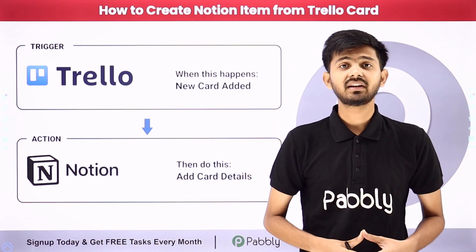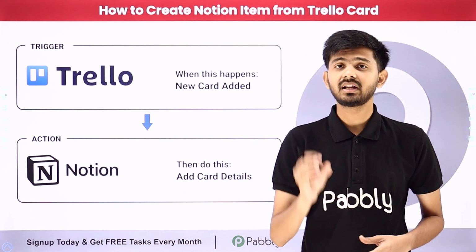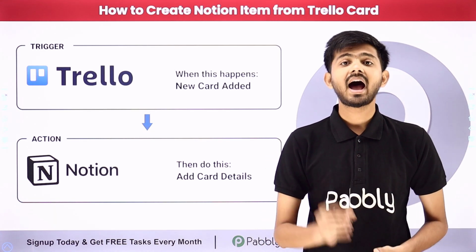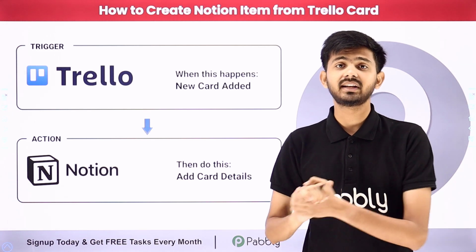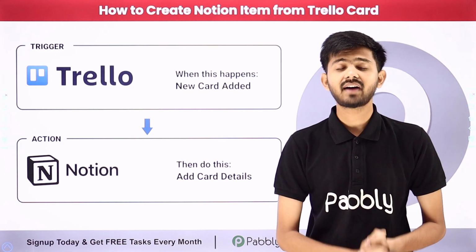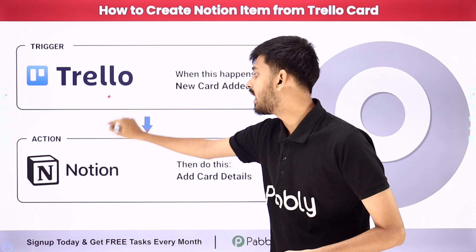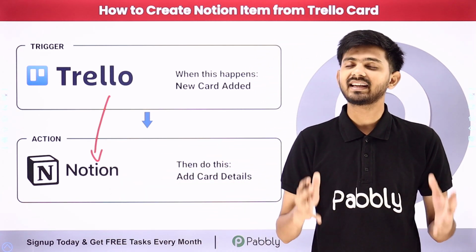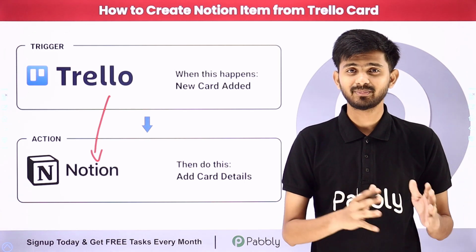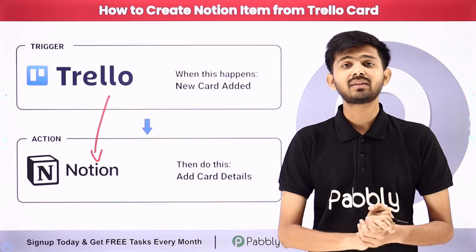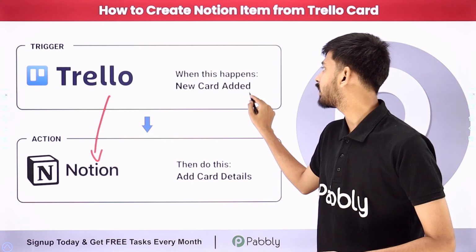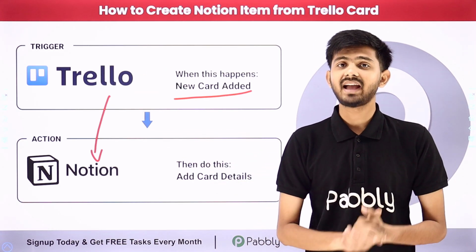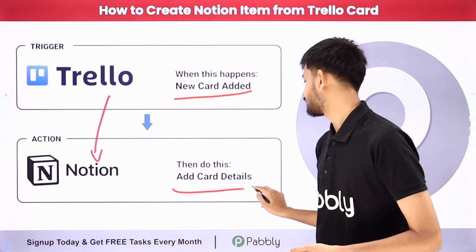So here my objective is that whenever I add a new card in my Trello account, then automatically, by capturing the details of that card, I have to add these details in my Notion database. So for my objective, I have to build a connection between Trello and Notion. For building this connection, I'm going to use Pabbly Connect, which is an amazing software for automation and integration. Now with Pabbly Connect, whenever I add a new card in my Trello account, automatically the details of that card will be added in my Notion database.